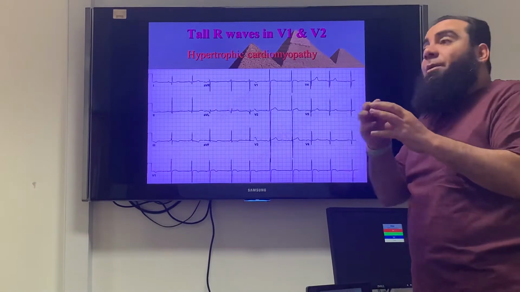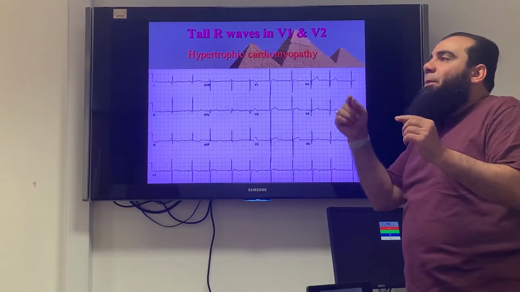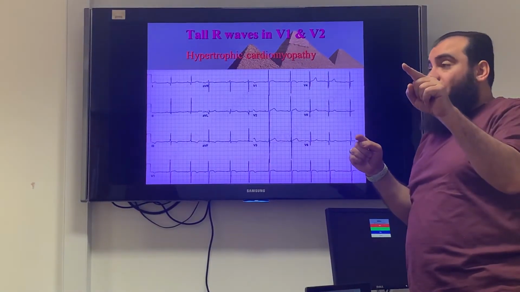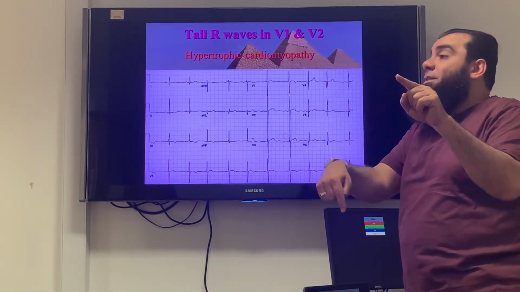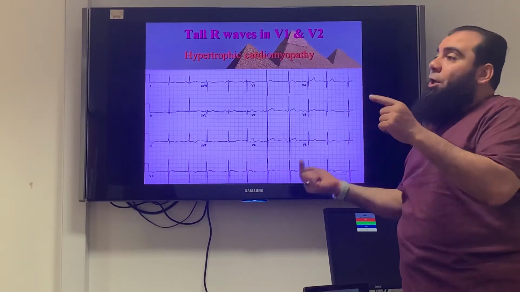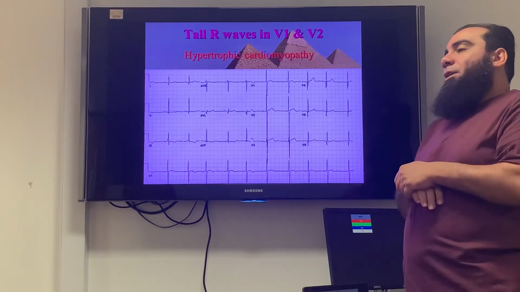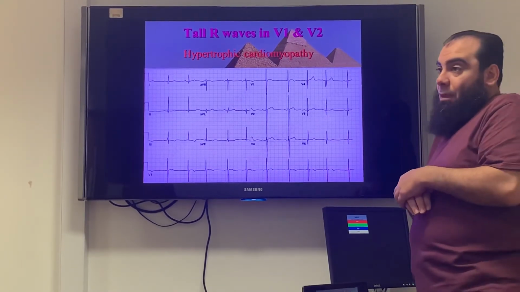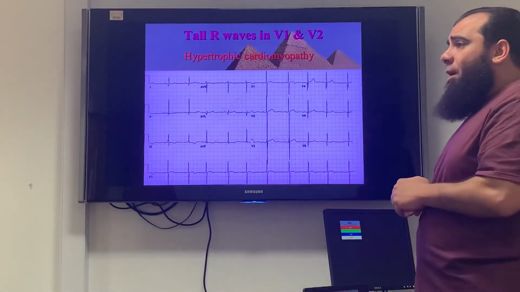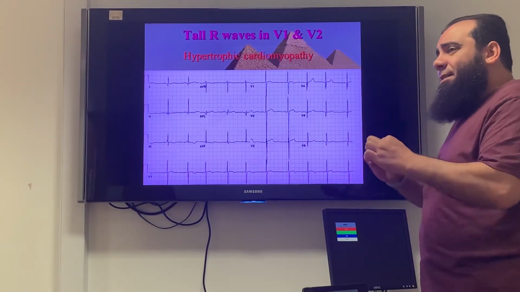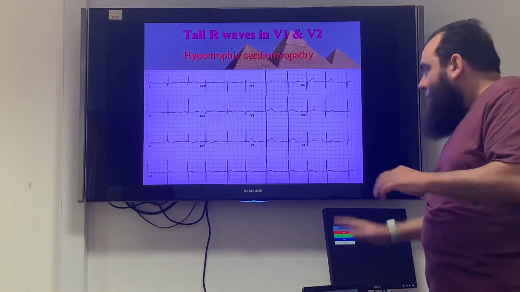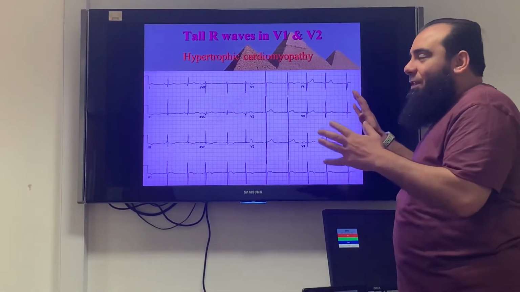R wave can represent septum. Even in right bundle branch block, we see RSR dash. The first R is septal excitation. The R is left ventricular excitation, and the R dash is right ventricular excitation because it came late. So the first R is septum. That's why it is high here. Just a quick review. If you see the previous lecture, it will maybe be easier. It's okay? It's not that important, but something to know.